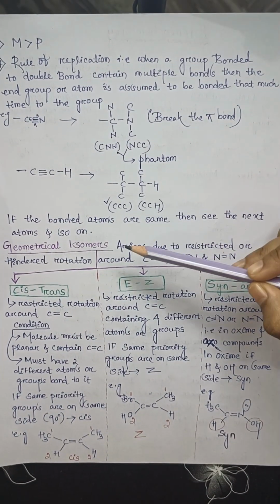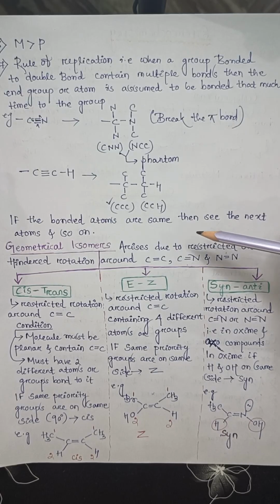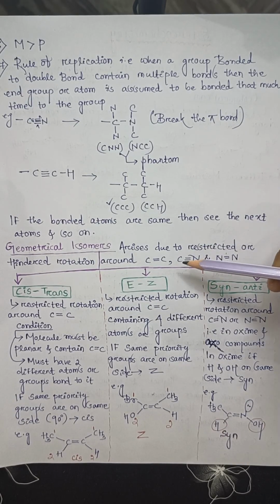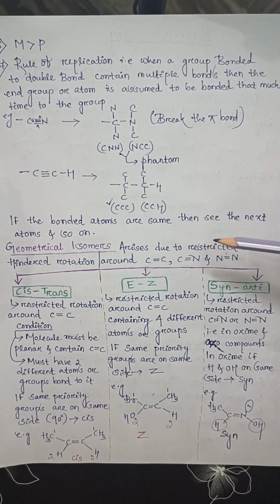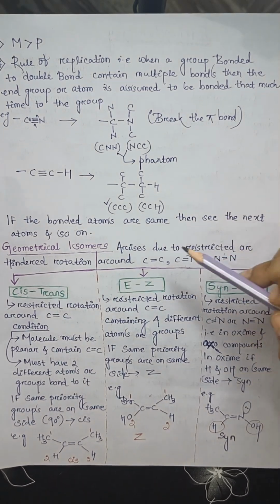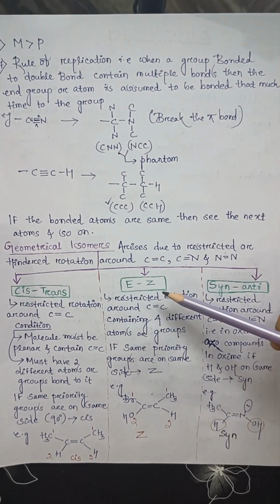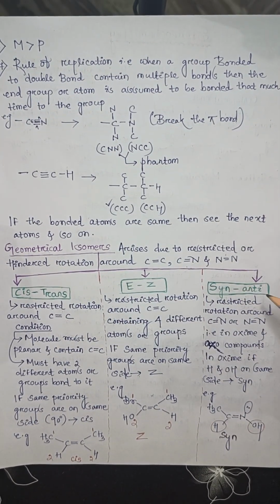Next one is geometrical isomers. These basically arise due to restricted rotation around C double bond C, C double bond N, and N double bond N. These are of three types. First one is cis-trans, next E-Z, and syn-anti.